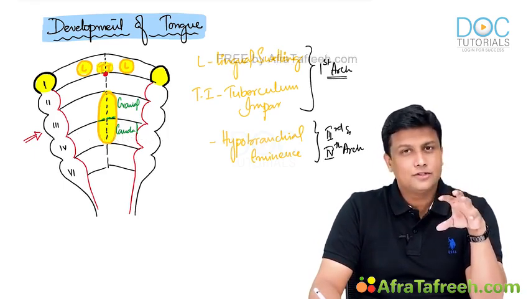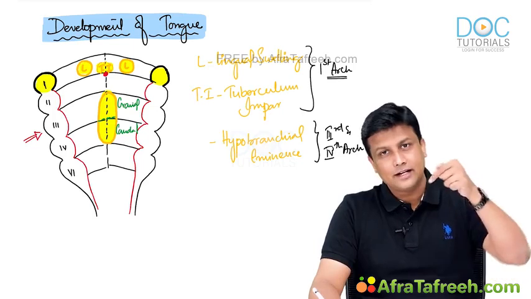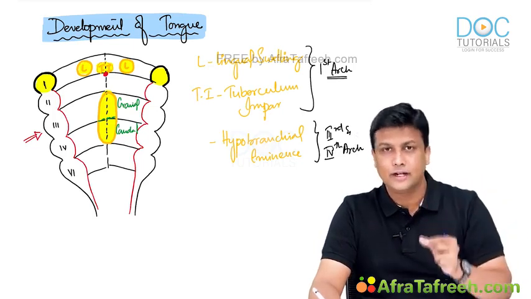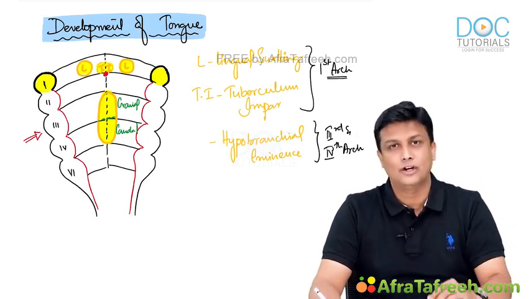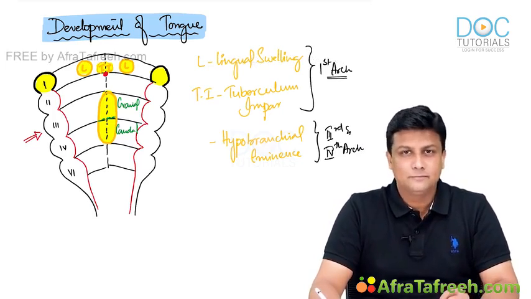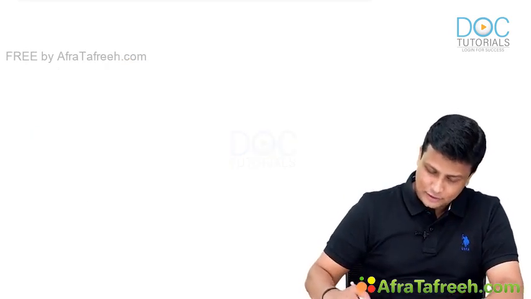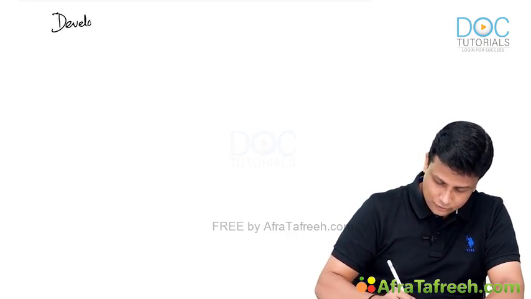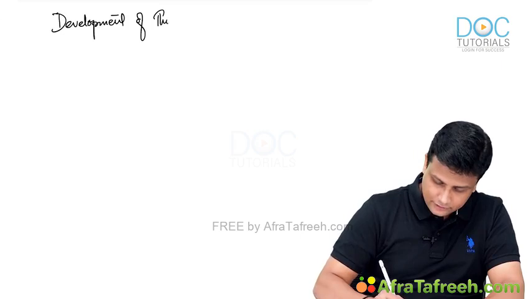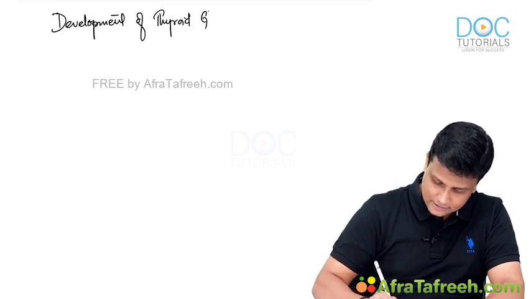Now what is the importance of this? From that foramen cecum, it is going to invaginate and form a duct, and that duct is referred to as the thyroglossal duct. And the thyroglossal duct is the one which helps us in the formation of the thyroid gland. So let us see the development of the thyroid gland here. Followed by the development of the tongue, if we learn the development of the thyroid gland also, it makes sense.